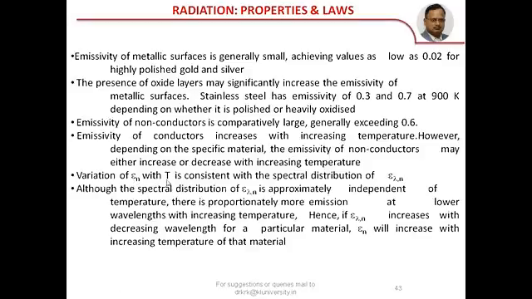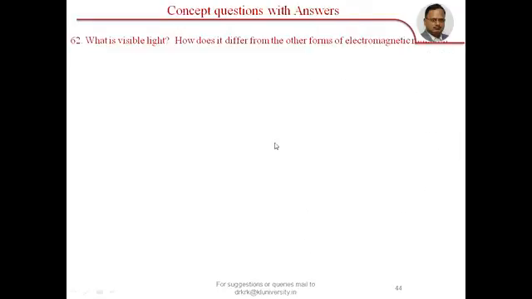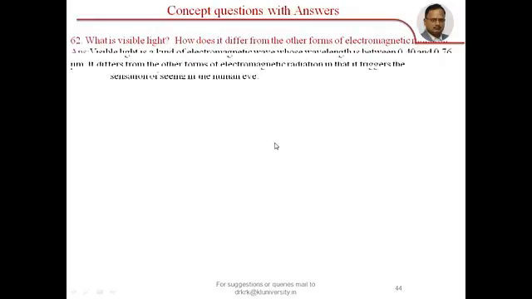Variation of normal emissivity with temperature is consistent with spectral distribution of both monochromatic and hemispherical emissivity. So, this is with reference to the radiation, and let us have a quick look at the concept questions with answers, which will briefly revise what we have done today.